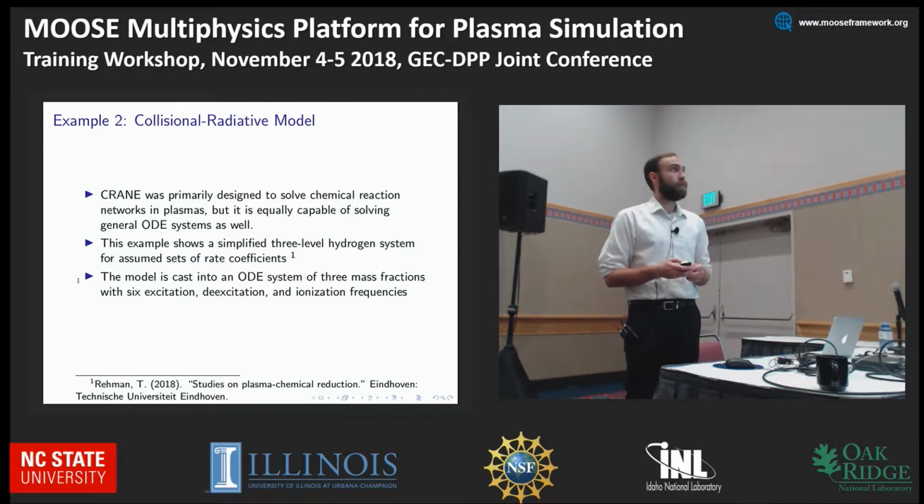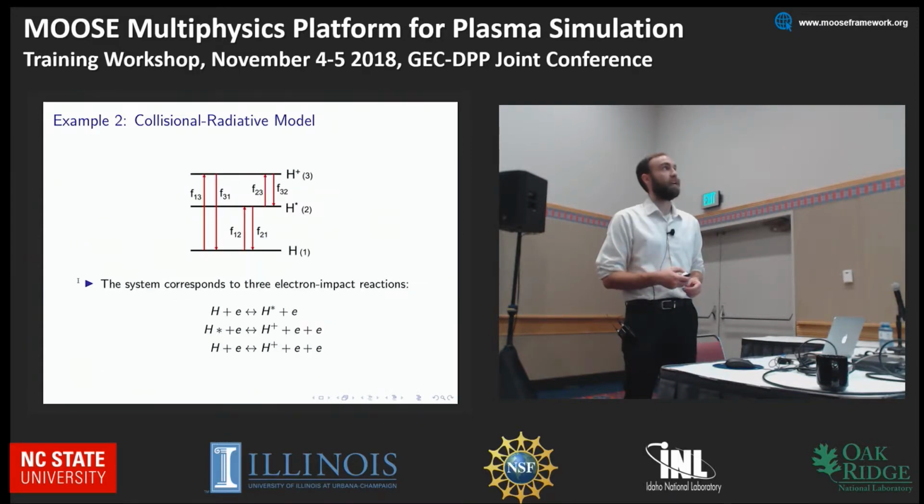So this model shows a simplified 3-level hydrogen system, and it's generalized into 3 mass fractions with 6 transitions for ground state hydrogen, excited hydrogen, and ionized hydrogen, and there are 6 transition frequencies between those 3 states. This system corresponds in physical terms to electron excitation, de-excitation, or electron ionization of the excited state, and direct ionization of the ground state. And the reverse reactions of all 3 of those.